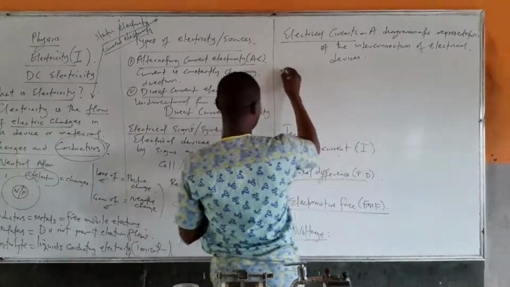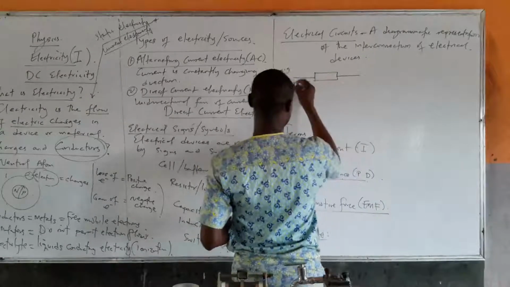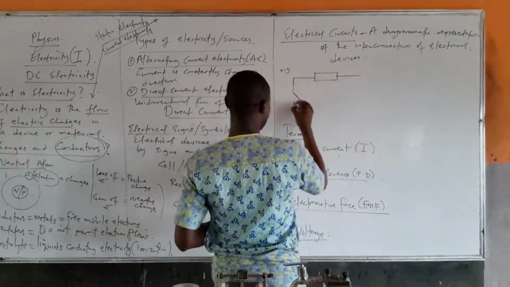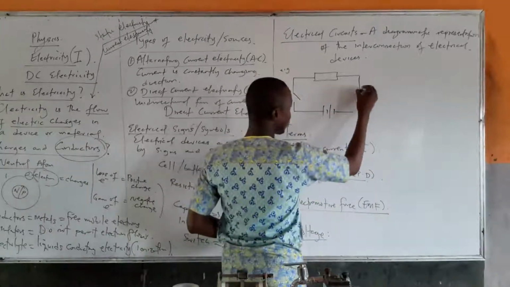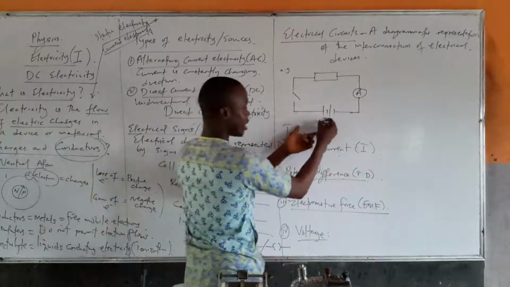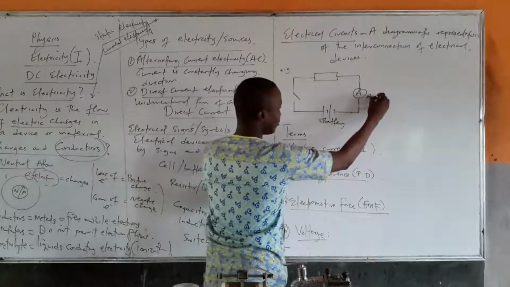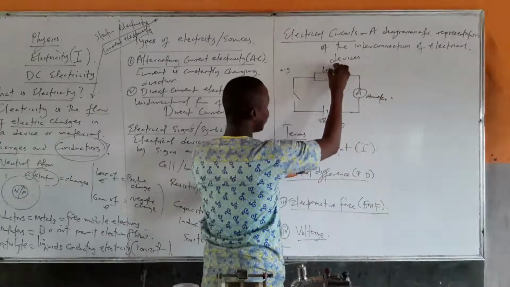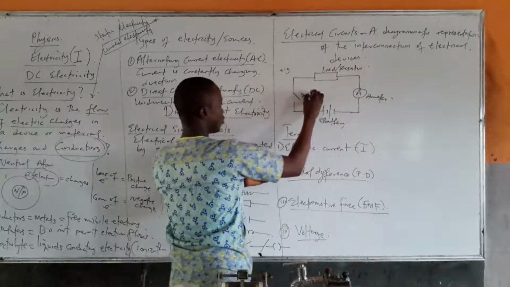A typical example is when we have a load. This is a load connected to a switch, connected to a cell or battery, and possibly connected to an ammeter. So this is a circuit. This is a cell. This is a battery. This is the ammeter. This is the load or resistor. And this is the switch.